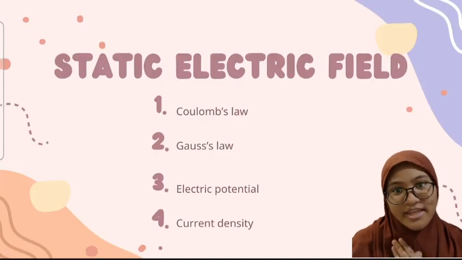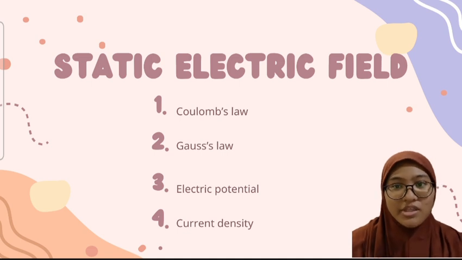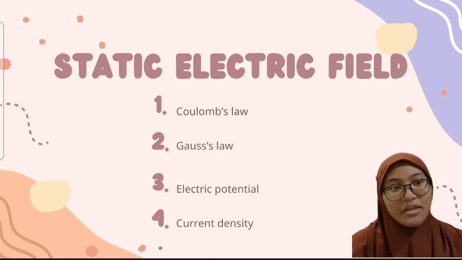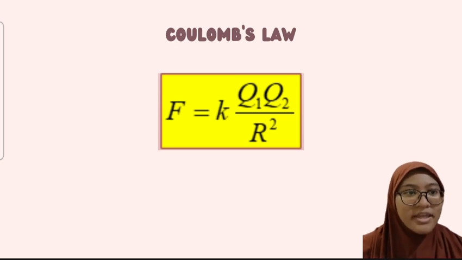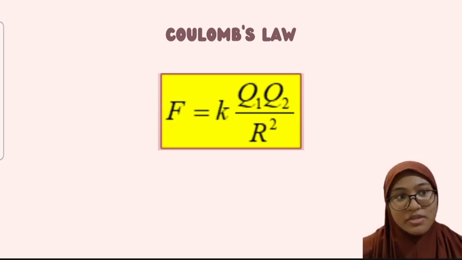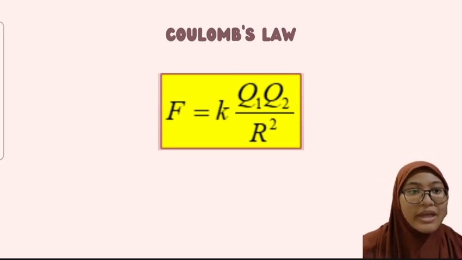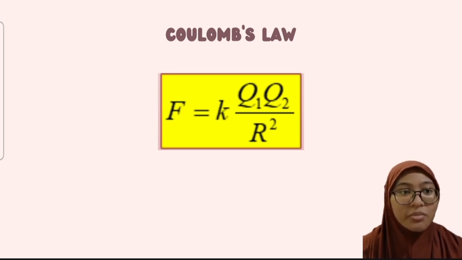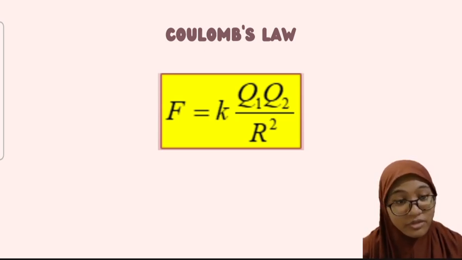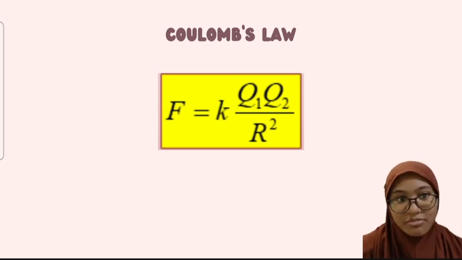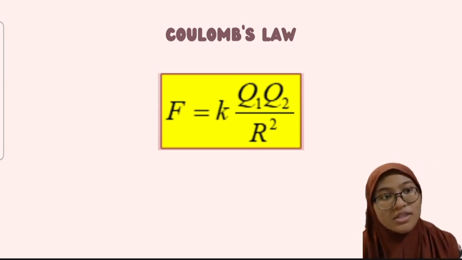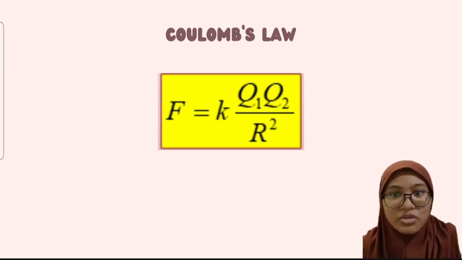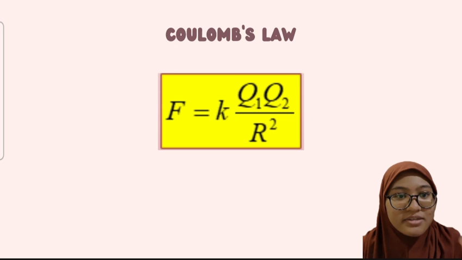Moving on to chapter 3, static electric field. So for static electric field, we have Coulomb's law, Gauss' law, electric potential, and current density. For Coulomb's law, it states that the force F between two point charges, Q1 and Q2, is directly proportional to the product of Q1 and Q2, and also inversely proportional to the square of the distance r between them. So this is the formula for point charge.